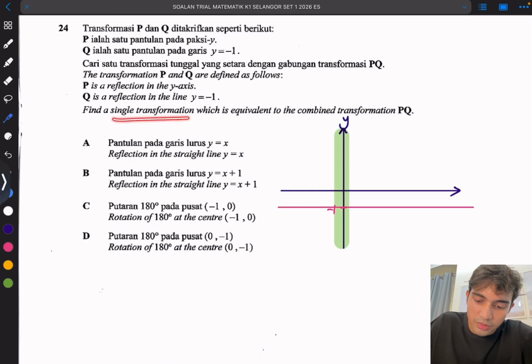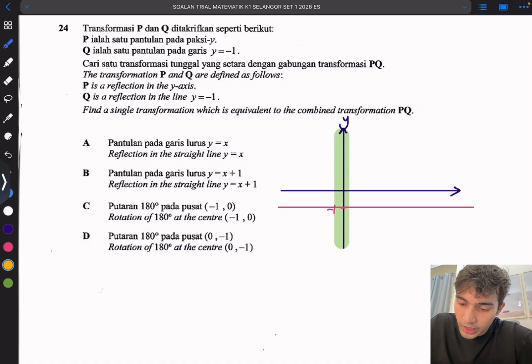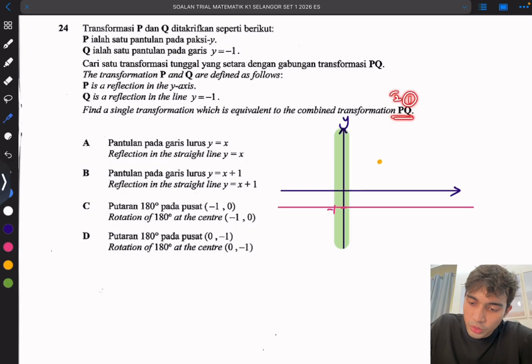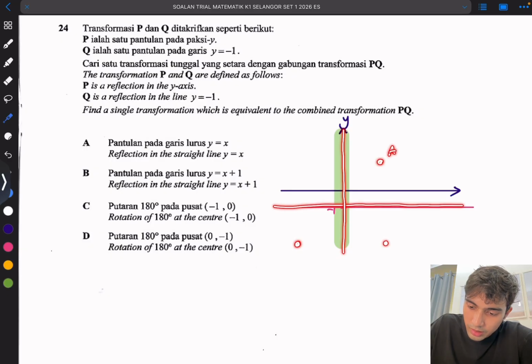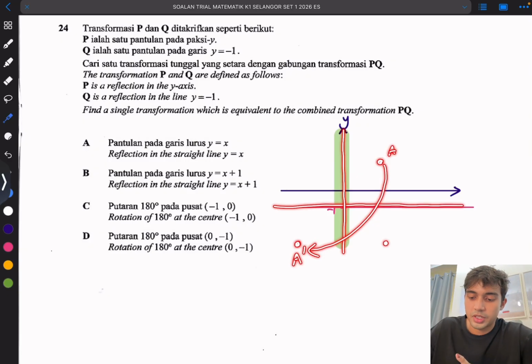Find a single transformation which is equivalent to the combined transformation PQ. Okay, let's just try. Let's say our coordinate is here, our object. Combined transformation PQ means first it must undergo Q, then only P. So it undergoes Q means it gets reflected here. So it will be somewhere here. And then reflection about the y-axis, so it will end up somewhere here. So from here, it became here.